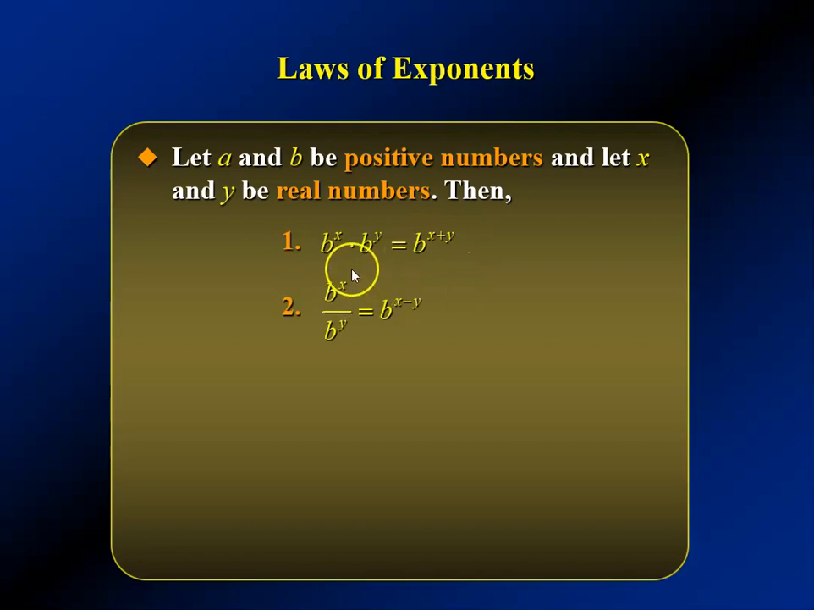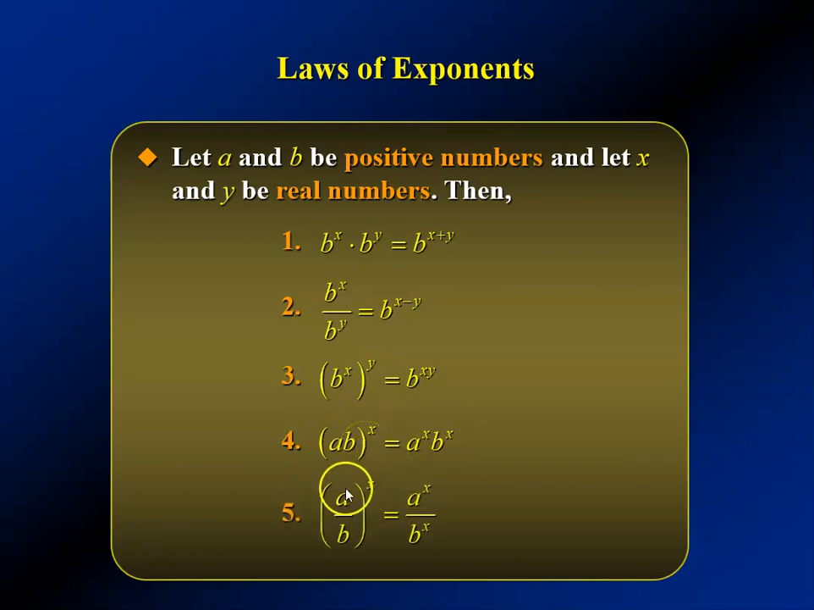Second, b to the power of x over b to the power of y is equal to b to the power of x minus y. Third, b to the power of x, raised to y, you multiply the exponents, so you will have b to the power of xy. Then we have the product property with exponents: we distribute the exponent x, so you will have a to the power of x times b to the power of x.